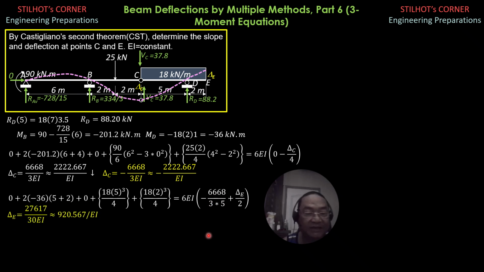Computing delta E, it is positive 27617 over 30 EI or 920.567 over EI, which is positive, and therefore our assumption is correct that delta E is positive.